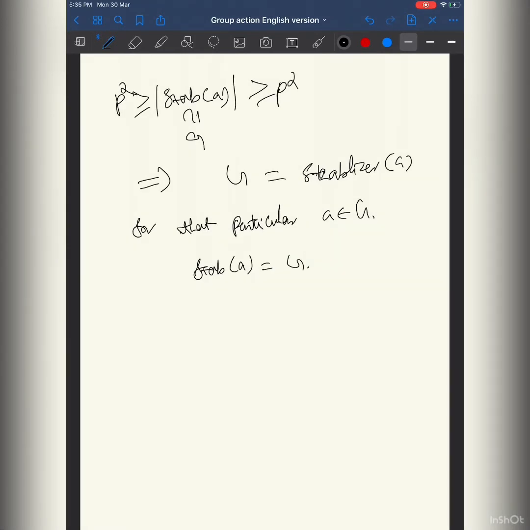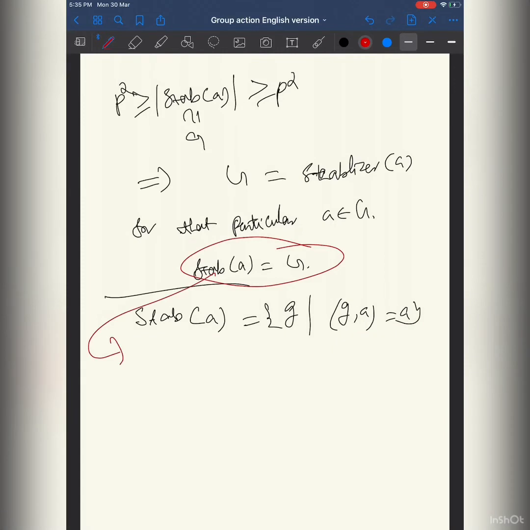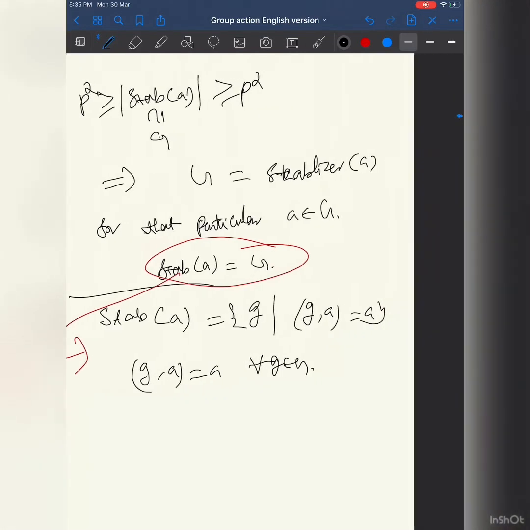This is what the fixed point theorem says. That means G is fixing this A. So what is the stabilizer? Let's call that stabilizer of A the set of all g such that gA equals A. In our case, gA equals A for every g. So this is what fixed point means, the entire G is fixing. That's why it's called the fixed point theorem.